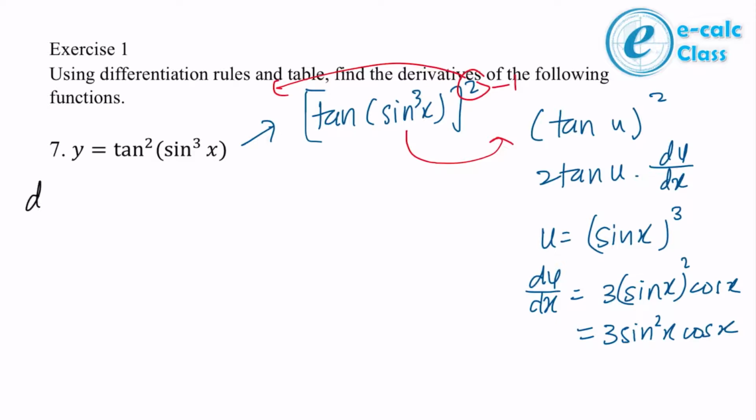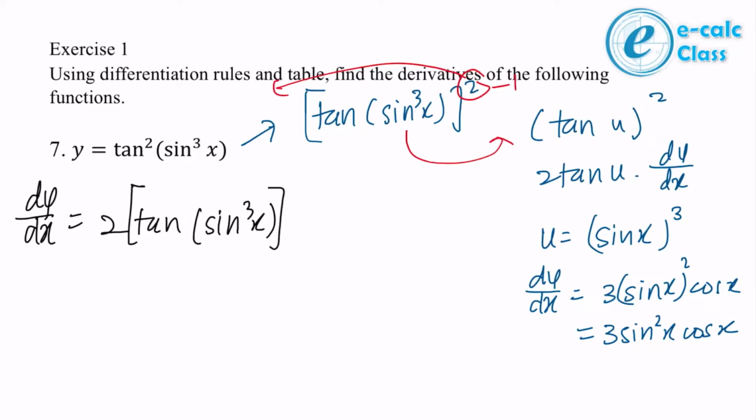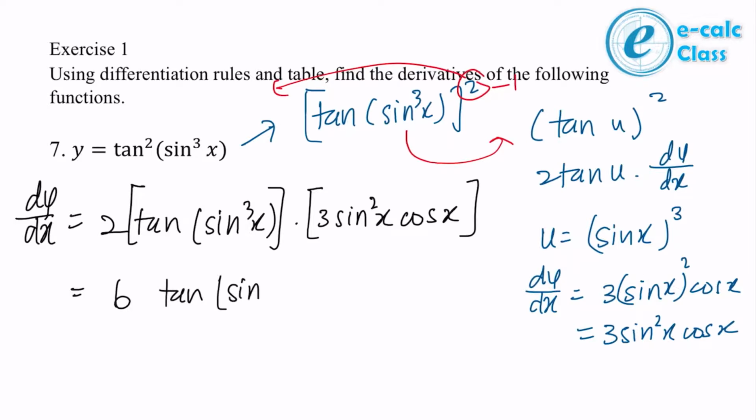Okay, so dy/dx will be 2 tangent, who's your u? u is sine cube x, times 3 sine square x cos x. And I think this is the best you can do. Or you can combine 3 and that one together. Okay, sine square x cos x. Yeah, this is the best that you can do.